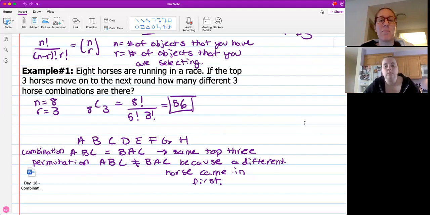So a lot of times, like permutations, if you're making a batting lineup, right? For those people who know anything about baseball or softball, the order that you bat is important. Batting first is different than batting ninth. But combinations would just be something like, what are the 9 players that are going to play today?